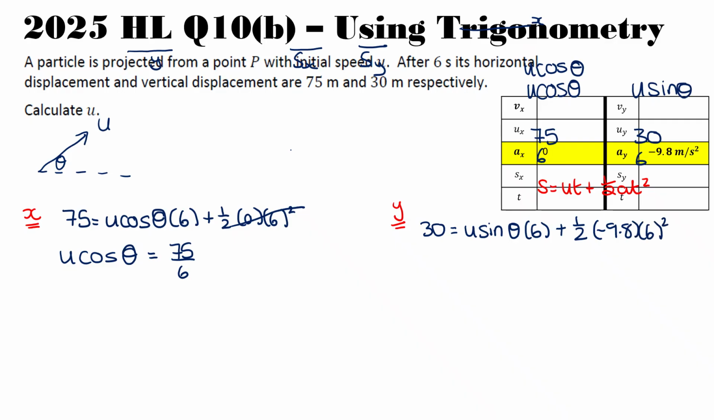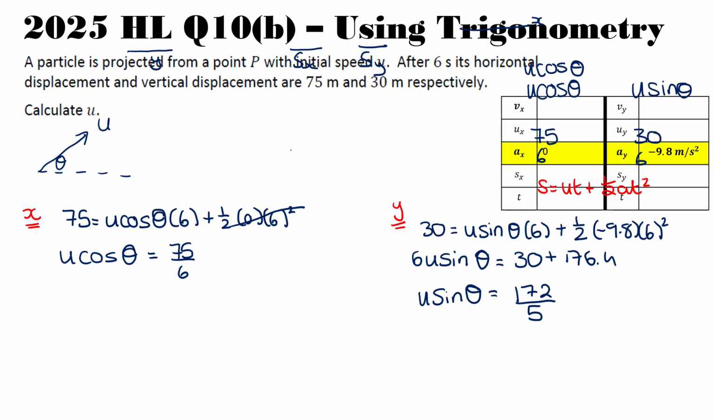times 6 squared. There are a few different ways we can work this. I'm going to focus on getting the u sine theta on its own, so we have 6 u sine theta equals 30, and then bringing this across, that's 176.4. To isolate just the u sine theta, dividing this by 6, we get 172 over 5. So we're going to work out the angle first.